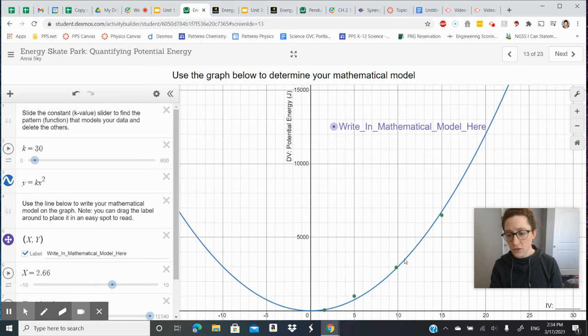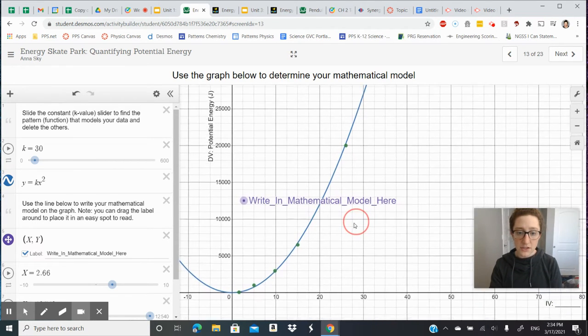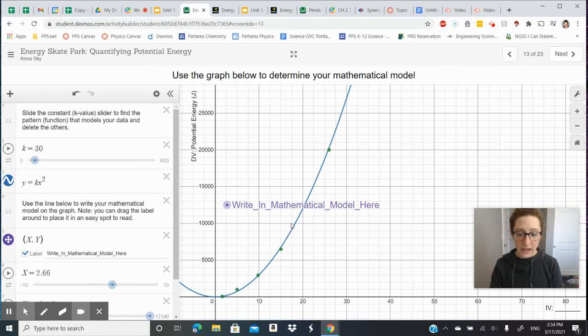Now I count 1, 2, 3, 4 data points. I know that I had 5 data points on there. Well, that must be because it's off the screen. So let's zoom out. Oh, look, there it is. So you can zoom in and out to make sure that you can find your 5 data points. You can also click and drag on the screen. So I'm going to make that a little bit more of a clean graph there.